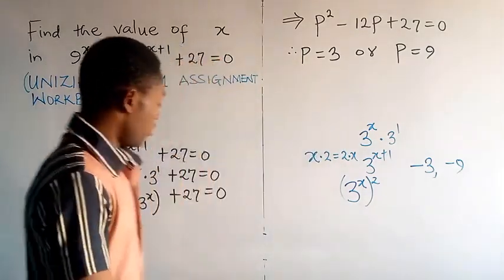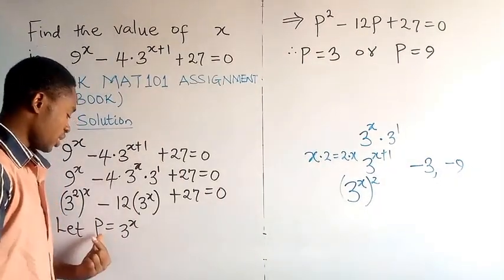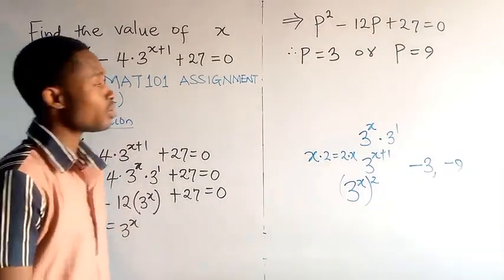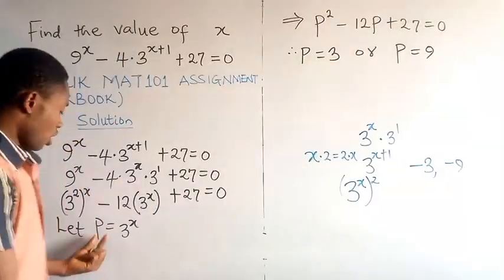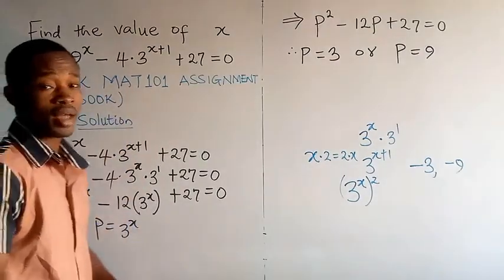Alright, now that we've gotten the value of p, it is now time for us to get the value of x. Remember, already we said that we should take p to be equal to 3 raised to the power x. So all I will do now is that when p is equal to 3, I will come to this expression, remove p and fix 3. And that is going to be 3 raised to the power x.